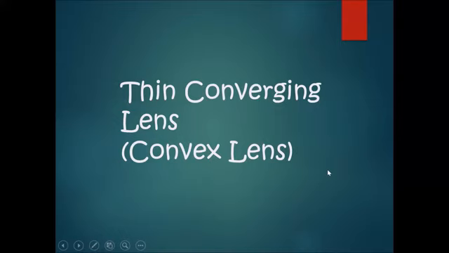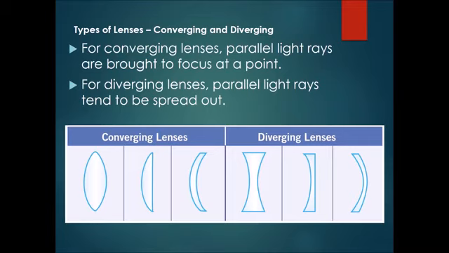Hi everyone, so today we'll be talking about the thin converging lens or the convex lens, and this is the very last part of the light chapter. Okay, so there are different types of lenses. There are converging and diverging lenses. For converging lenses, the parallel light rays are brought to focus at a point.